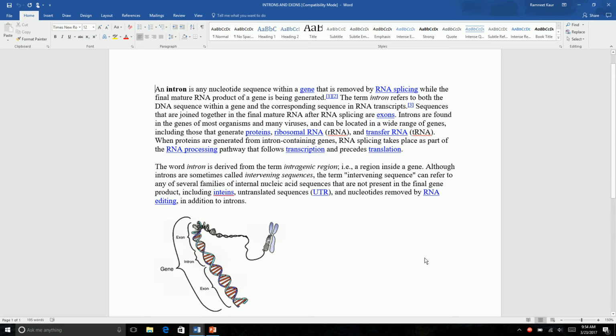Before I go into the PowerPoint and explain the topic of the week, which is DNA microarrays, I would like to go over the material which I have posted in the week 2 folder, labeled as extra reading material. This document which I posted in week 2 says introns and exons.